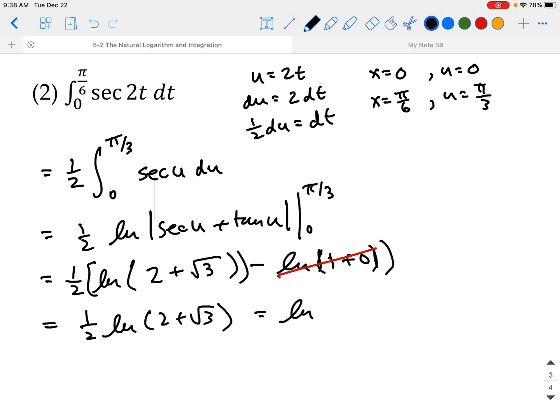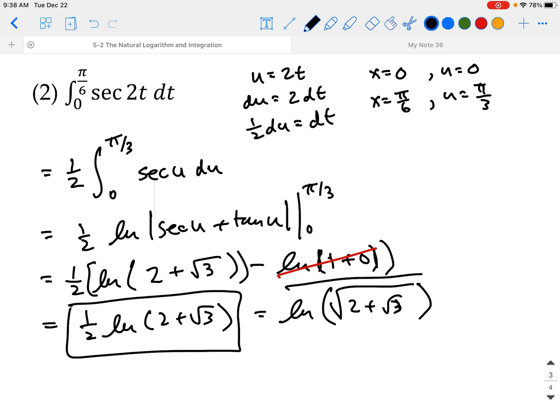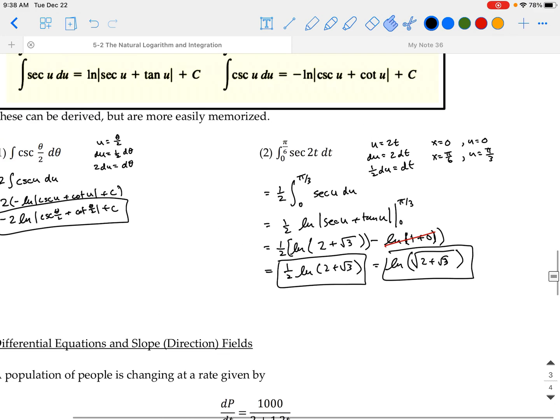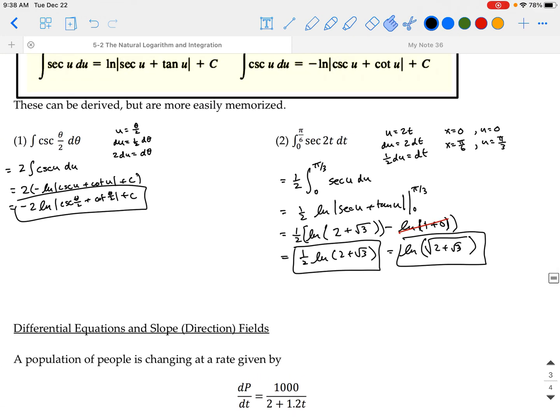Or if we wanted to, we could write it as the natural log of the square root of 2 plus rad 3, if we wanted to get rid of the coefficient. But either way, perfectly fine as an answer. So secant and cosecant are going to be two that you really want to keep track of and be careful with.